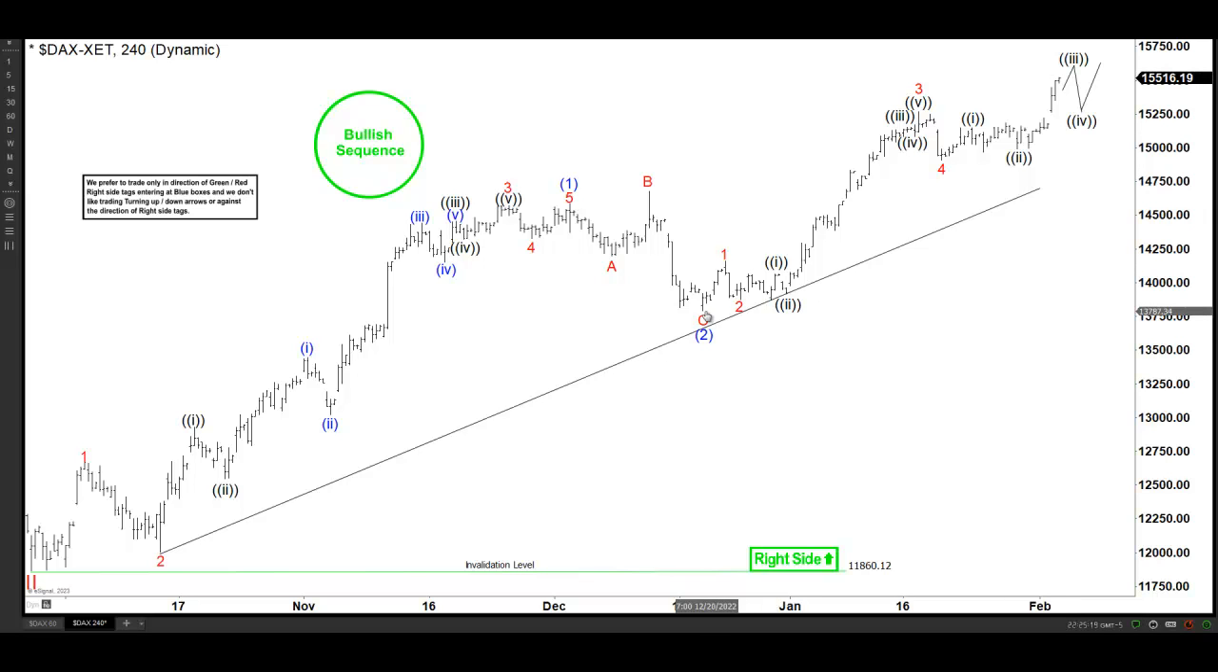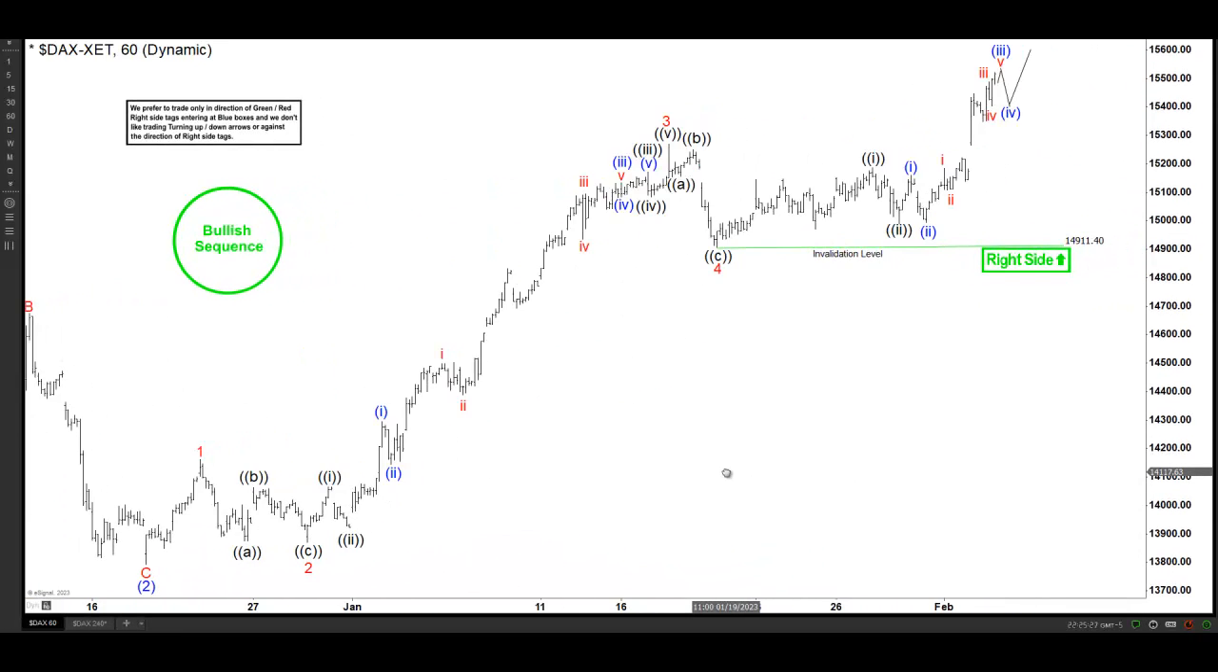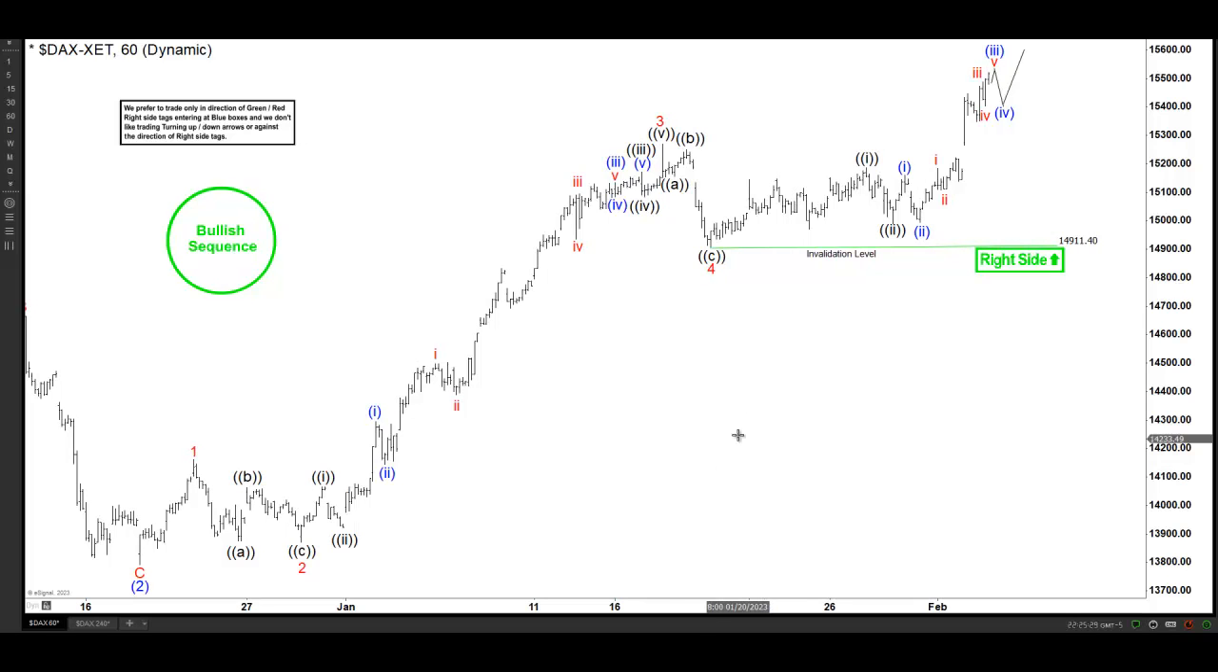This cycle in the DAX from December the 20th should be ending soon. If we zoom in a little bit from the 4-hour to the 1-hour, we are able to see the rally in the wave 5 and the 5 waves from December the 20th: 1, 2, 3, 4, and this is the 5.